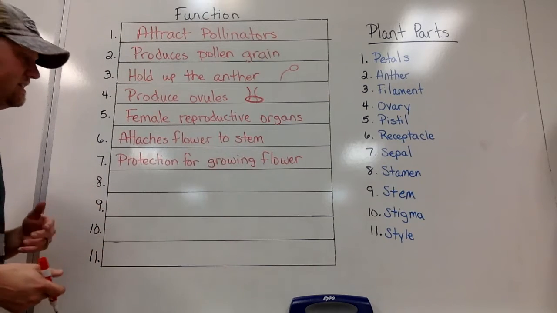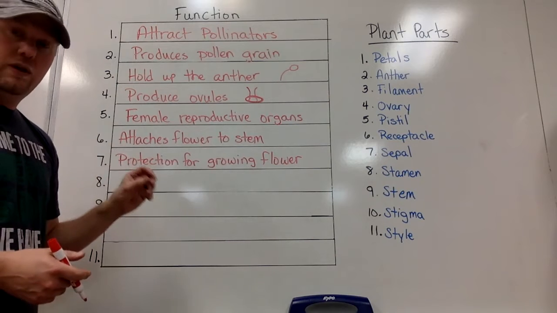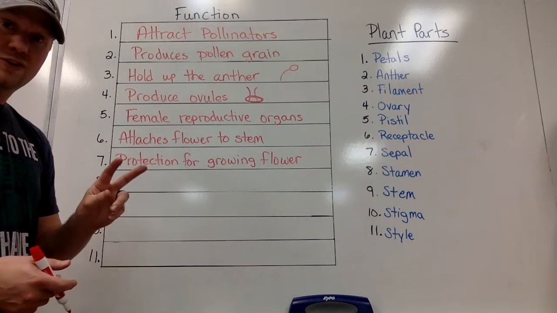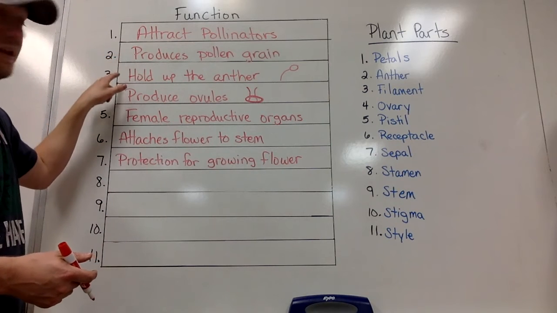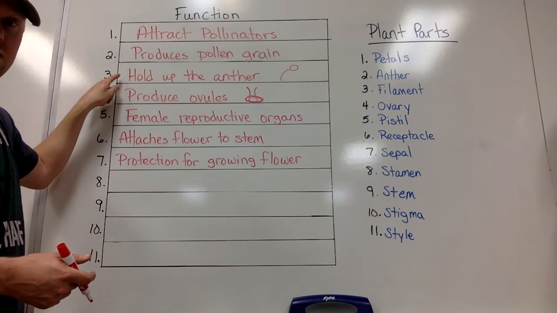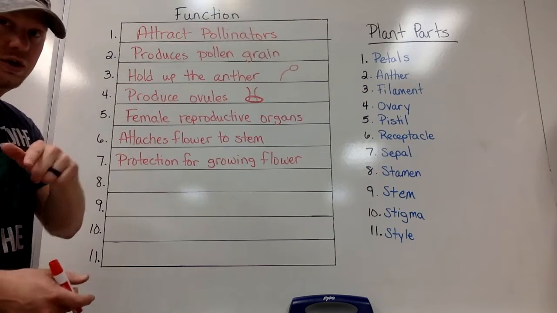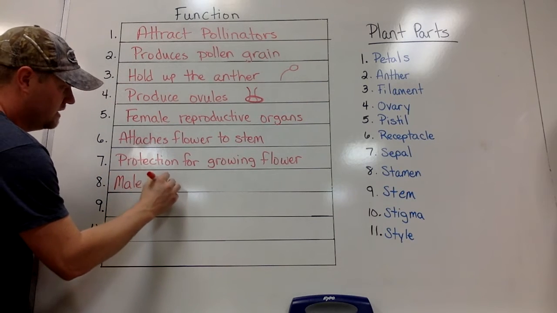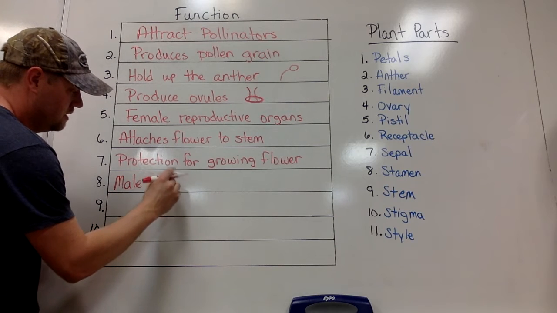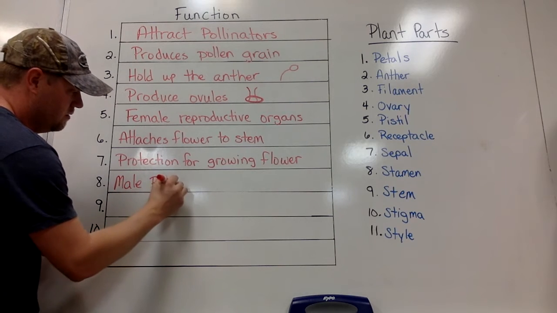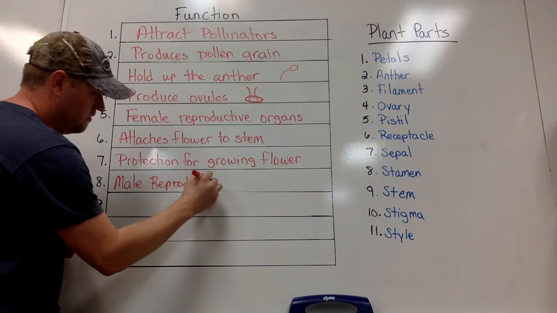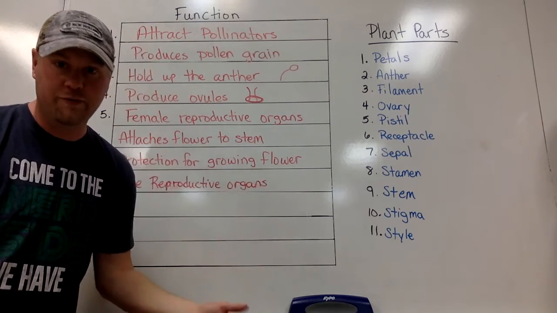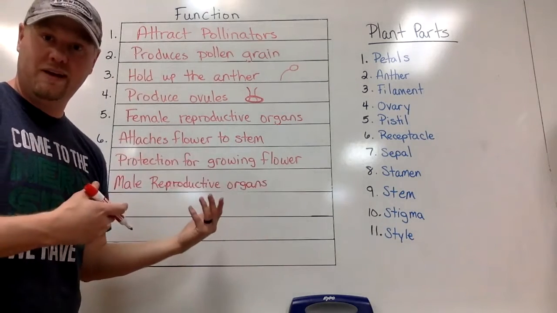Okay. Number 8, the stamen. The stamen is the word that we use to describe the male reproductive organs. There are 2 of them. We've already actually outlined them. They are the anther and the filament. So those 2 things together make up the male portion of the plant. So these are the male reproductive organs. And again, there are 2 of them. Anther and filament are what make that up, okay?